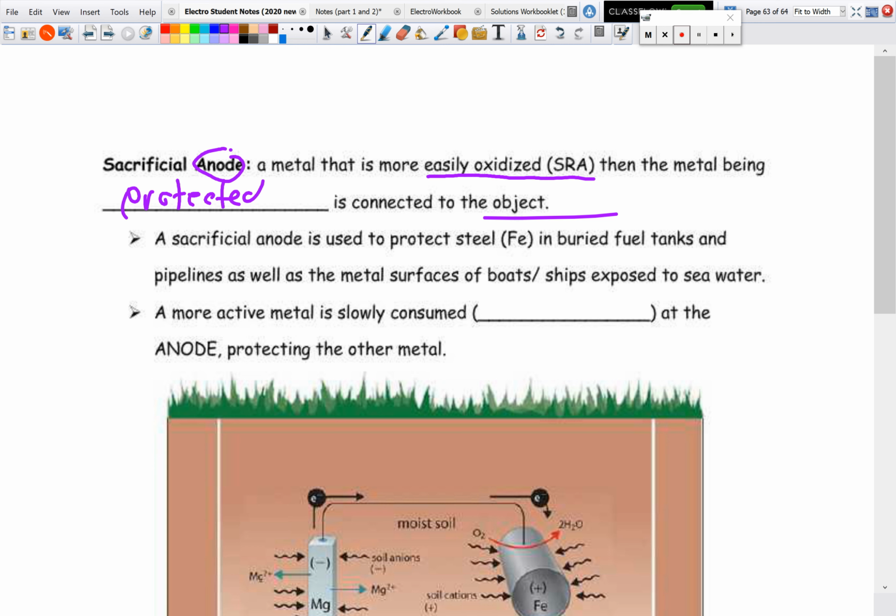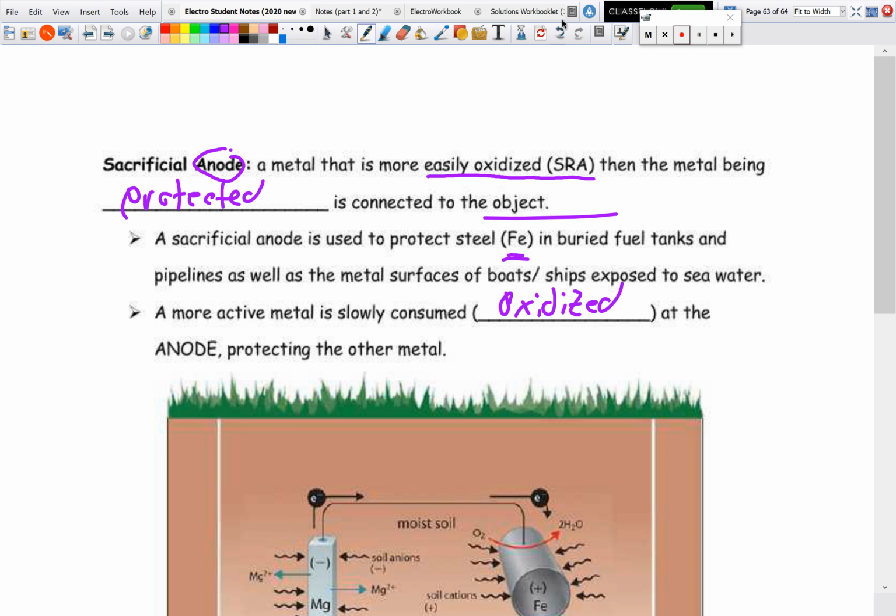So for example, a sacrificial anode is used to protect steel, or specifically the iron in steel, in a buried fuel tank, pipelines, as well as metal surfaces in boats, ships, and everything like that. So this is a very common thing. Now, a more active metal is slowly consumed, or oxidized, at the anode, protecting the other metal.